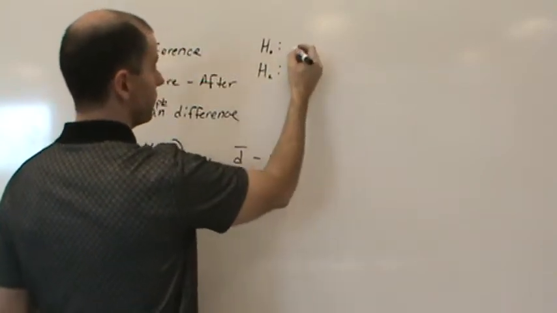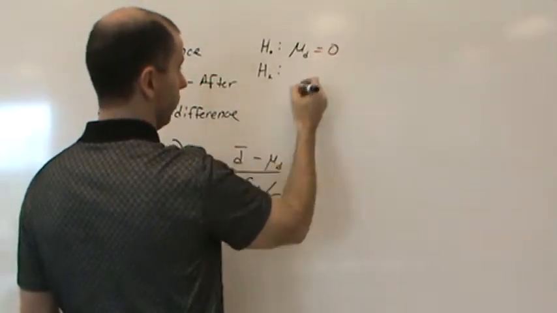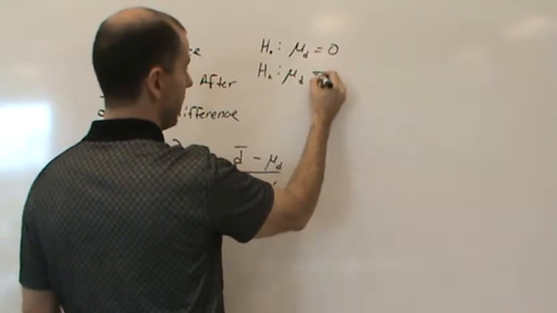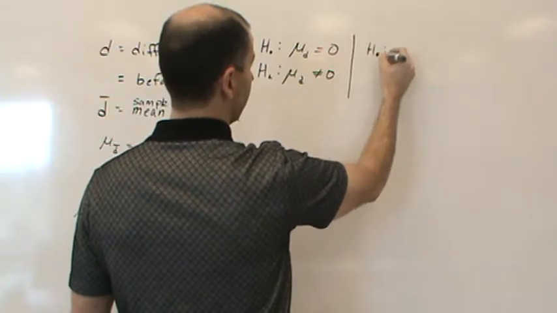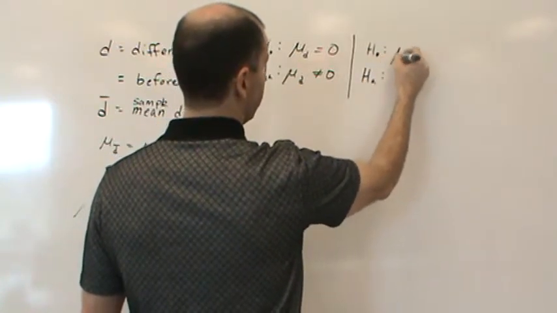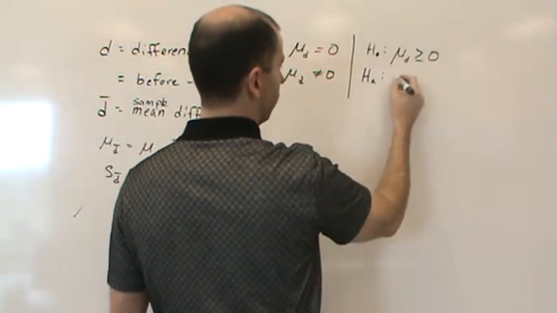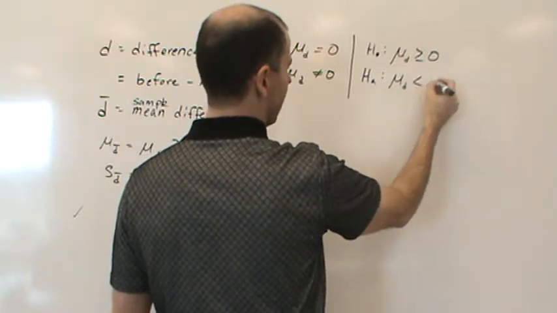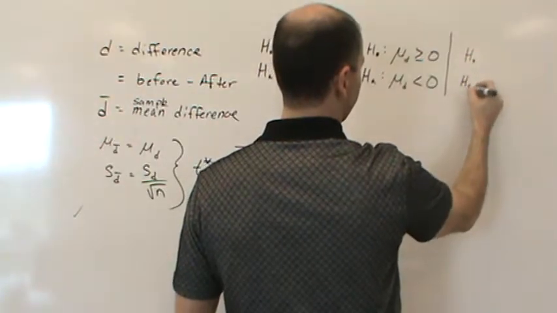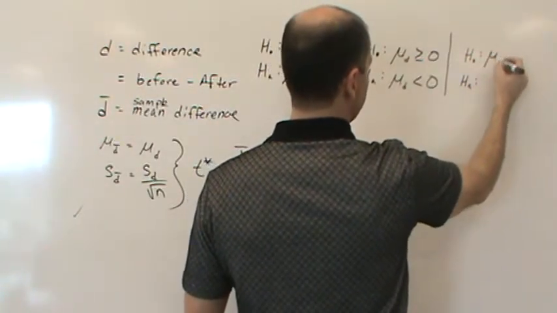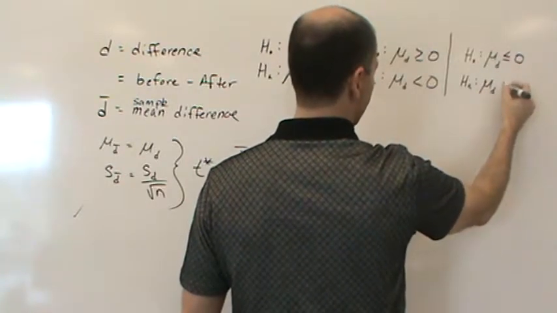So in this case, it's going to be mu sub d is equal to 0 versus mu sub d is not equal to 0. Or mu sub d is greater than or equal to 0 versus mu sub d is less than 0. Or finally, we get mu sub d is less than or equal to 0 versus mu sub d is greater than 0.